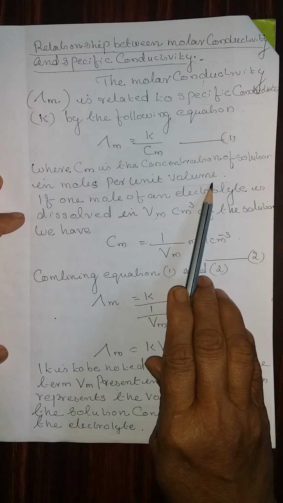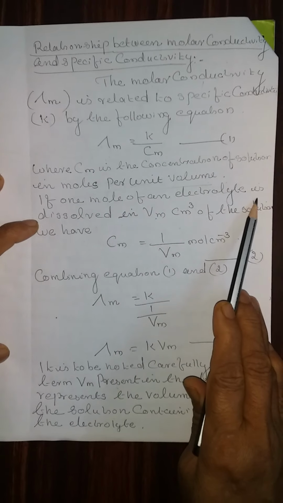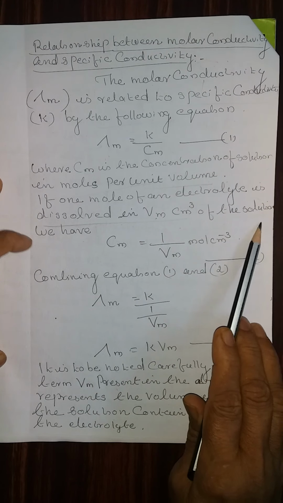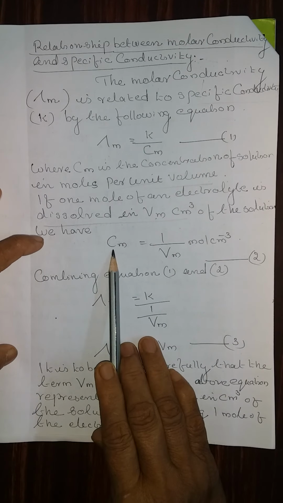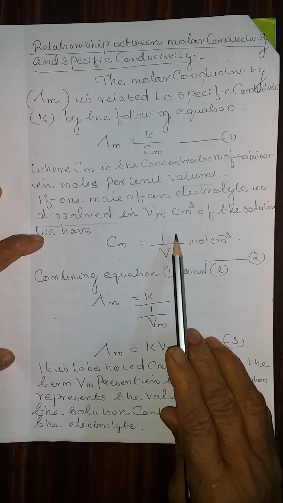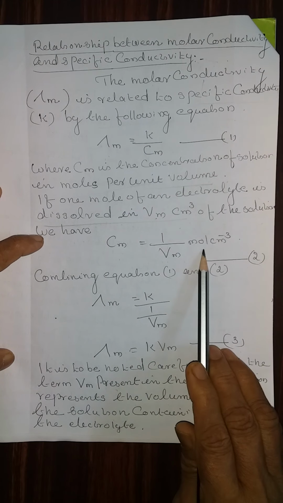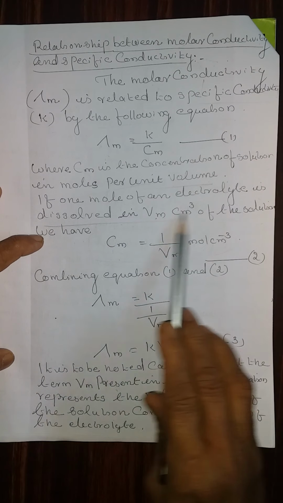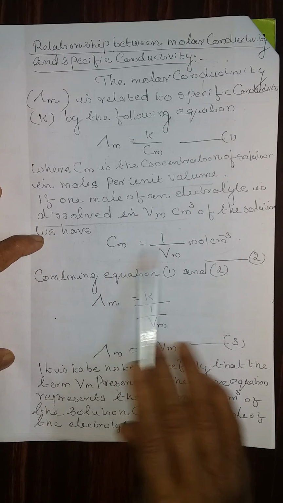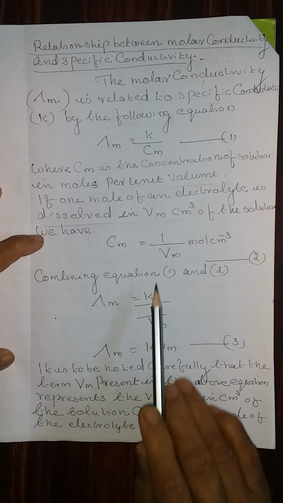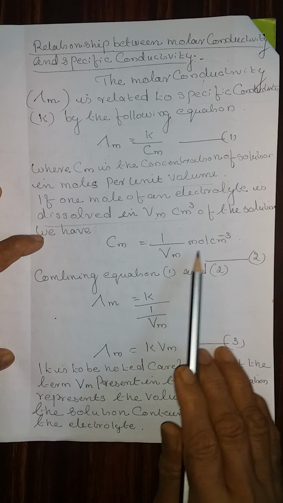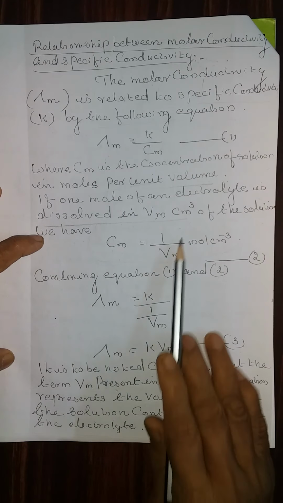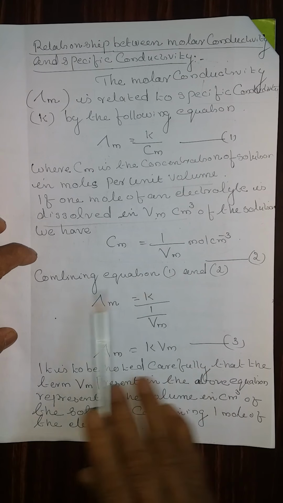per unit volume. If 1 mole of an electrolyte is dissolved in Vm centimeter cubed of the solution, we know that Cm is equal to 1 by Vm mole per centimeter cube. This equation is more or less similar to the equivalent one. The only difference is C equivalent is equal to 1 by V equivalent per centimeter cube. That is the difference. Therefore, compare it when you are deriving the two equations.